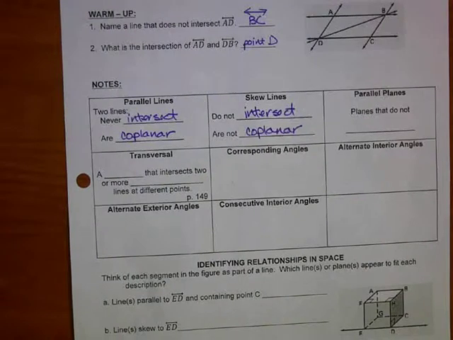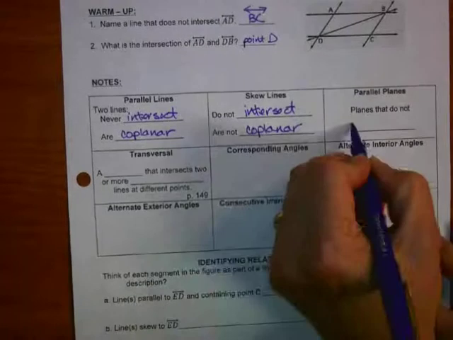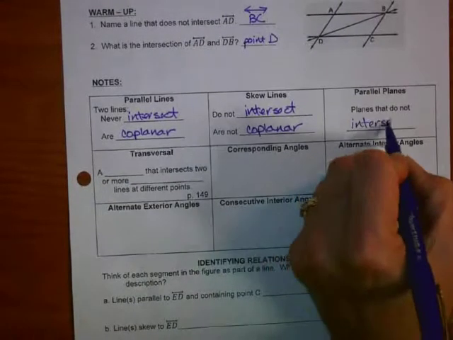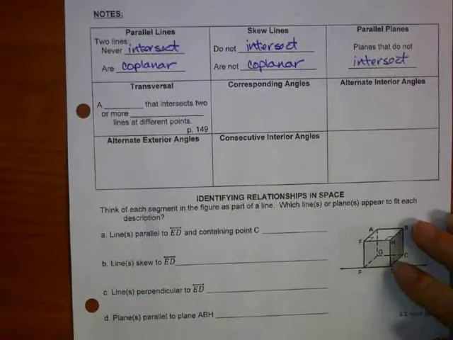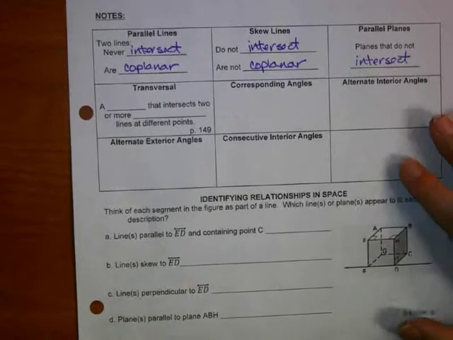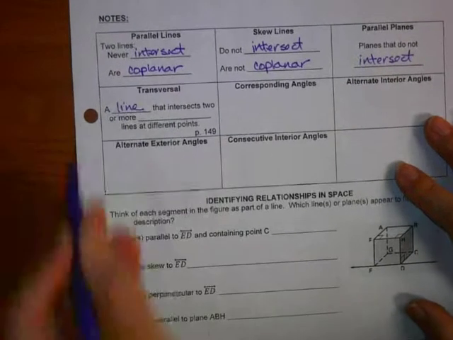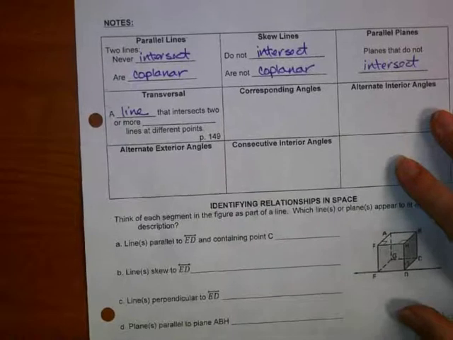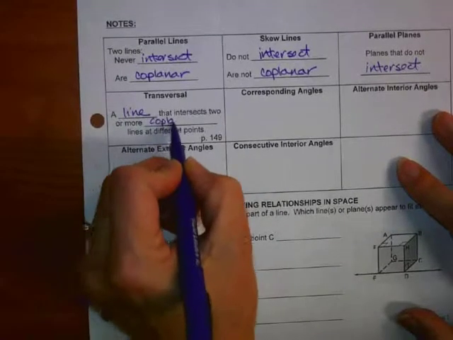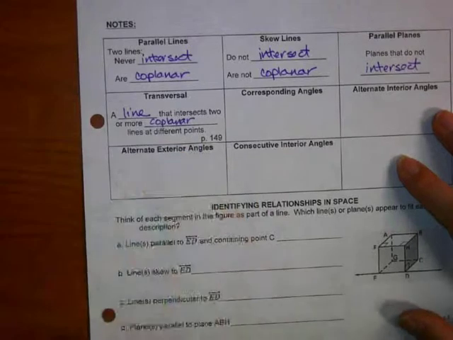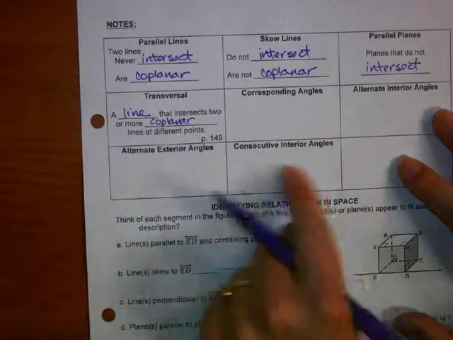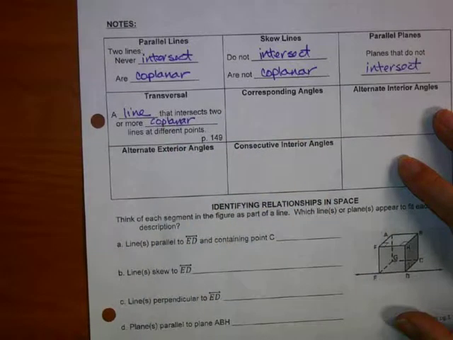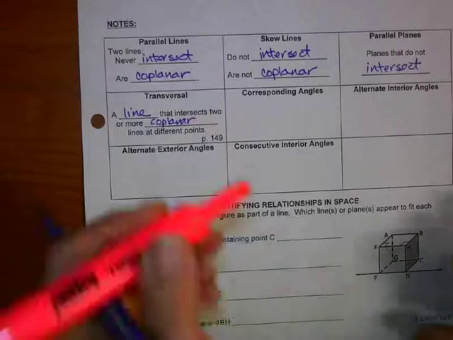Parallel planes, they're planes that do not what? Intersect. It'd be like two pieces of paper, one on top of the other. All right, these are some new words here. A transversal is a line that intersects two or more coplanar lines at different points. I just put the page number here in case you wanted to look that up. But we're going to talk about all four of these definitions here. This is what I wanted you to highlight. Transversal. Highlight that word.